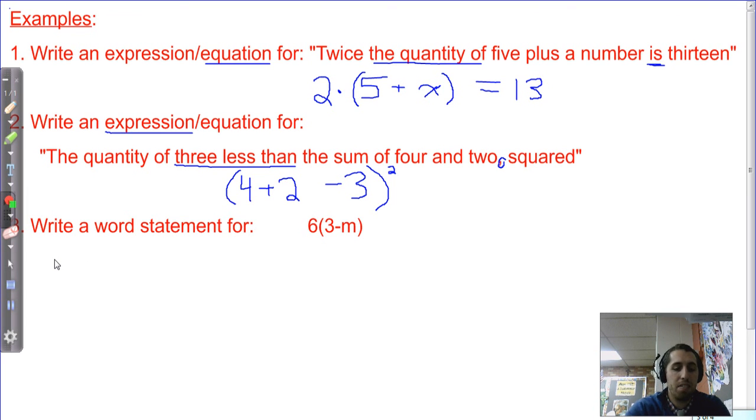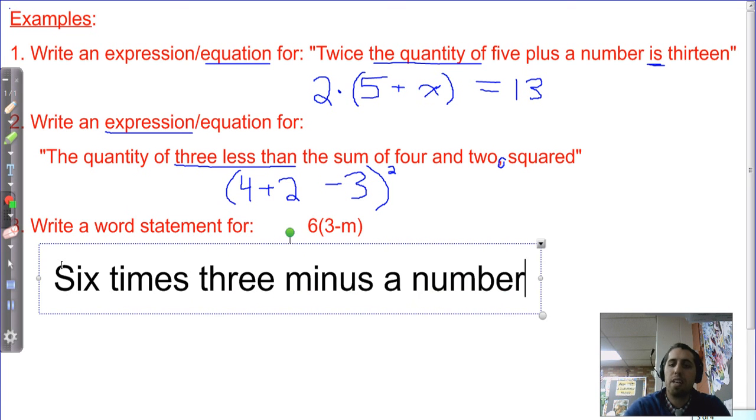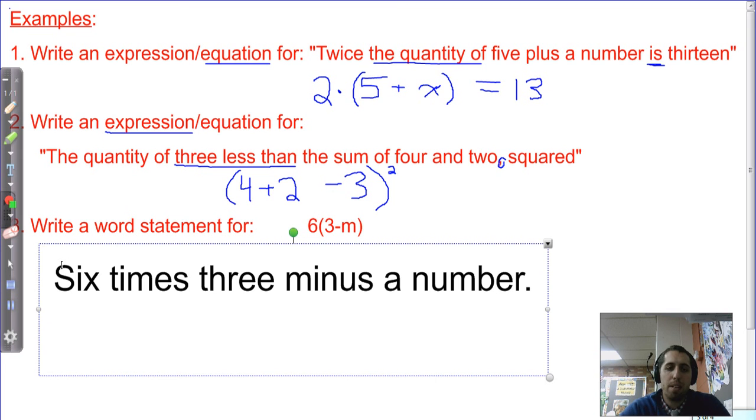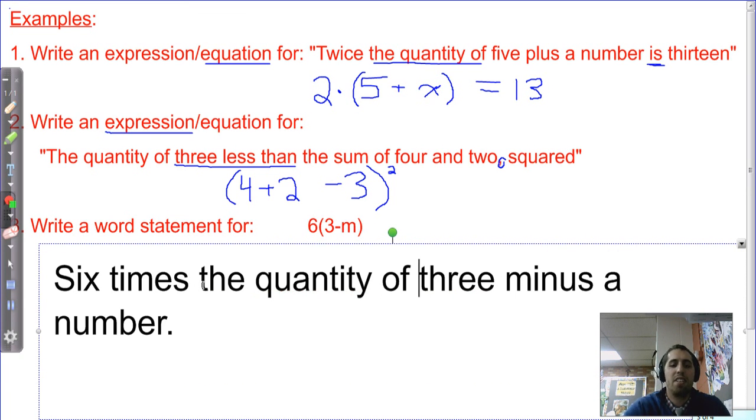So we could say 6 times 3 minus a number, because that's a variable. So this is an algebraic expression. It's not just numerical, it's algebraic because we have a variable. 6 times 3 minus a number. Oh, but what would be wrong with that? That would tell us to do 6 times 3 first. So 6 times the quantity of 3 minus a number. Then we're going to find that 3 minus a number, and then we're going to multiply that quantity times 6. So that would be a good answer.